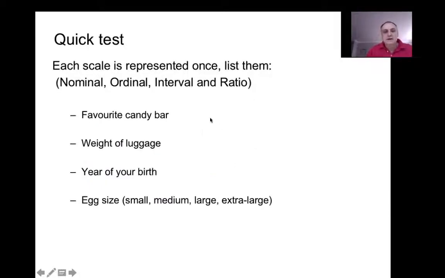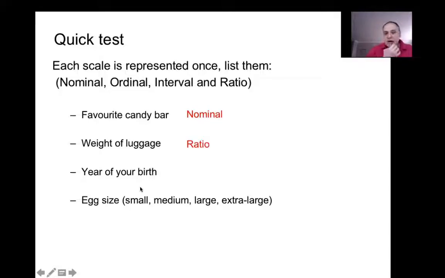Another quick test, each scale is represented once, list them. So if we have a look at these things, how would you list these things? So your favorite candy bar, I can list my candy bars, I can put them in a category, yes, but is there a 0? Can I go and set intervals? So that is just nominal. I can nominate it. Weight of luggage. If I'm looking at the weight of luggage, can be 0. Very simple. That then would be ratio.